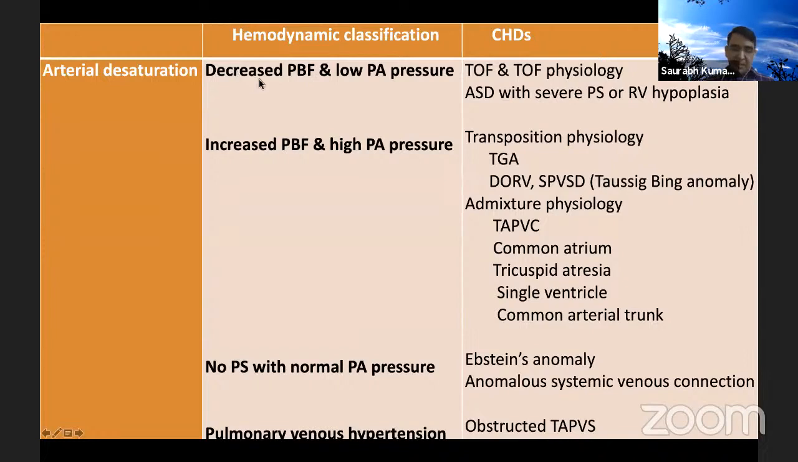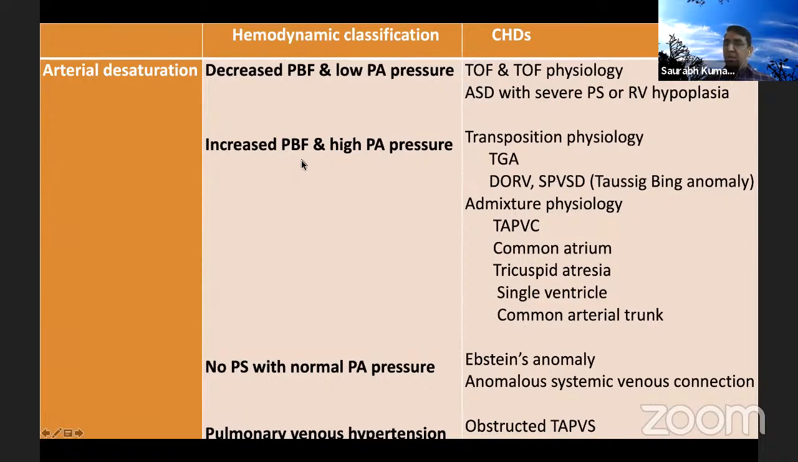Arterial desaturation congenital heart diseases can be classified depending upon the pulmonary blood flow and the pulmonary artery pressure. If it is low, then we are talking about tetralogy of Fallot or conditions similar to tetralogy of Fallot, which is commonly called tetralogy physiology. In the same breath, sometimes we use ASD with severe PS, although it is slightly different from tetralogy, but for clinical and hemodynamic characteristics, they are clubbed together.